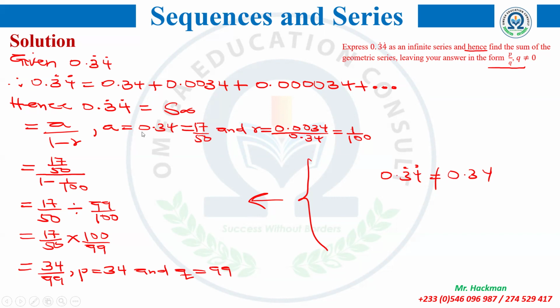So now what do we do? 0.34, you know I'm going to work with fractions. Every decimal result that you get, take it to its corresponding fraction. So that's the more reason why I wrote equal to.